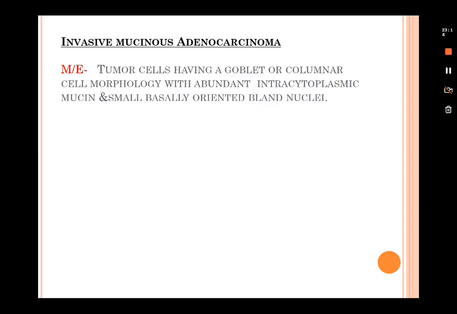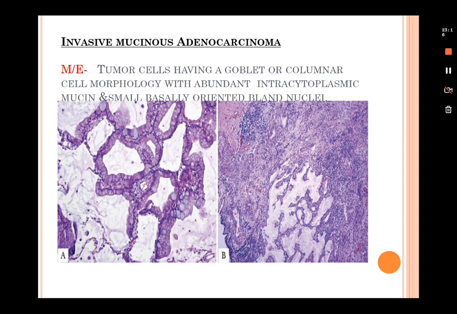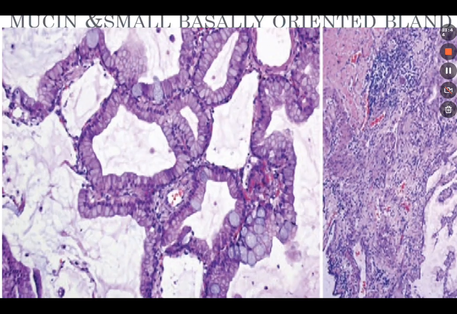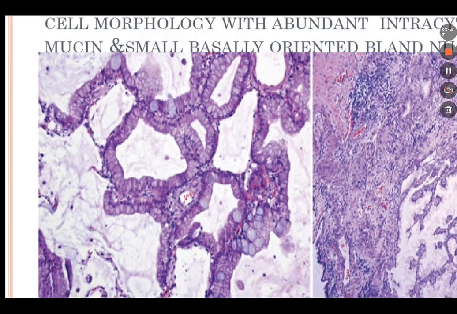Now invasive mucinous: the tumor cells have goblet or columnar cell morphology with abundant mucin and small basally oriented bland nuclei. Anytime the word bland comes, that means it looks benign. But these mucinous cells are not normal. Normal lung does not have mucinous cells. These are mucin-filled empty spaces. These goblet-like cells are as if they were in your intestine. If you see the normal intestine morphology, it has goblet cells. So it looks like them.